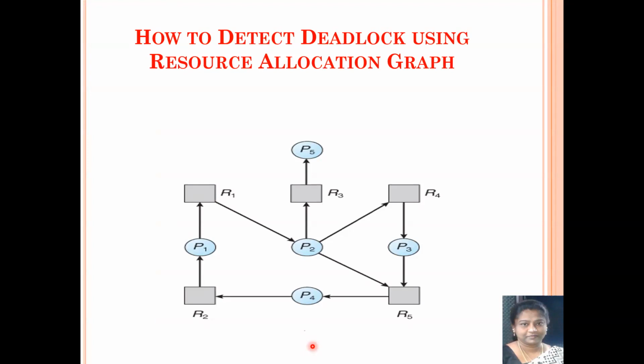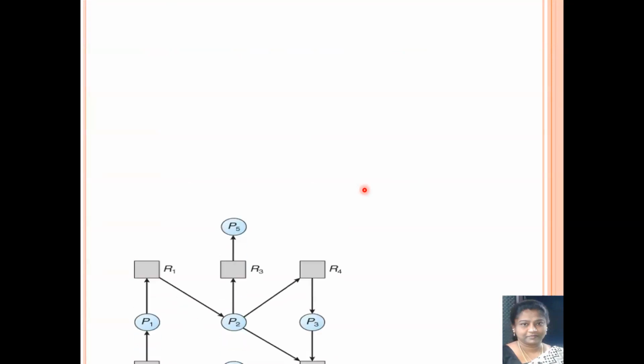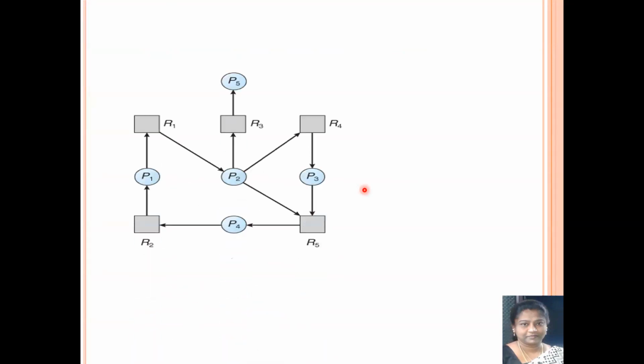Now, how do we detect deadlocks using such a graph? What we have to do is, from this resource allocation graph, we have to construct what is called a wait for graph. So we are now going to construct a wait for graph. Now let's learn the construction of the wait for graph. Let me start constructing it. What should we do initially? This is our resource allocation graph which is given to us.